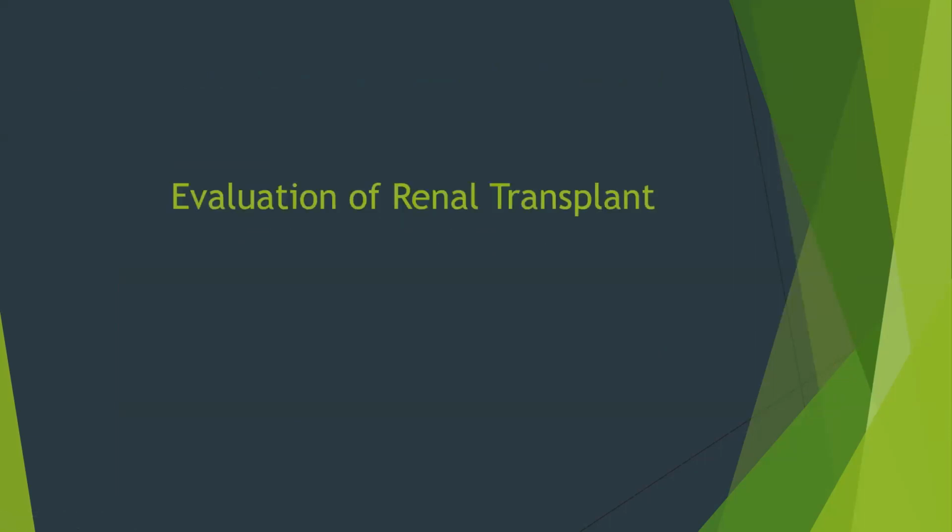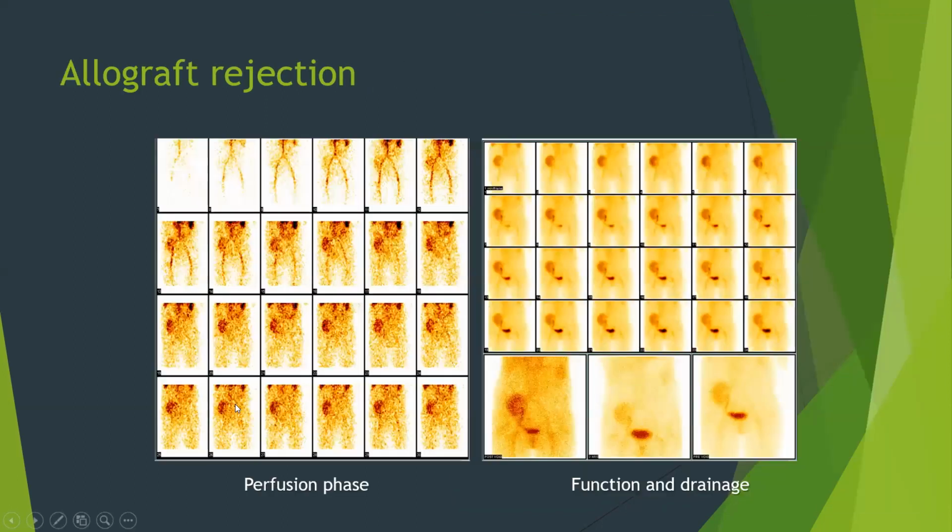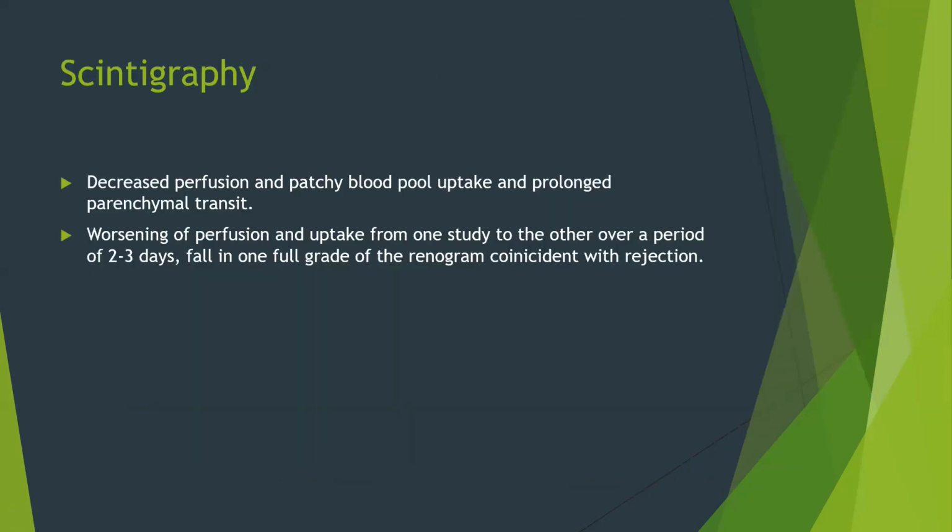Talking about evaluation of renal transplants, this is what a normal renal transplant looks like. We can see normal renal perfusion, normal renal cortical uptake, and good tracer drainage in this transplant. And this is a case of allograft rejection. We can see inhomogeneous tracer uptake in the perfusion phase, also in the cortical tracer uptake phase, and also in the drainage pattern. This is the case of allograft rejection.